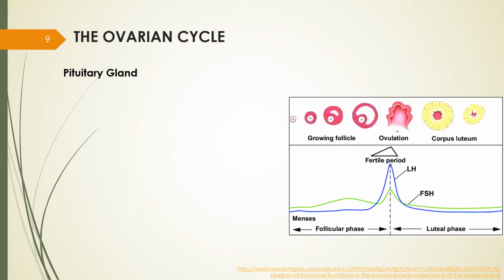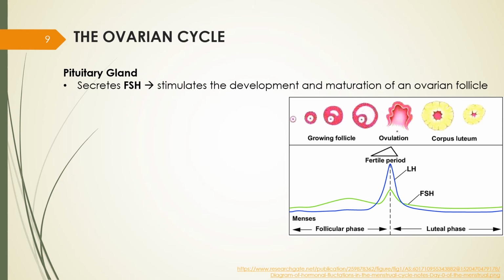Everything is regulated by hormones. Remember the pituitary gland? So let's talk about them again. The pituitary gland secretes FSH. What does this hormone do? It stimulates the development and maturation of the ovarian follicle. So this protection of the oocyte. So it stimulates this maturation. When this matures, it secretes more estrogen.